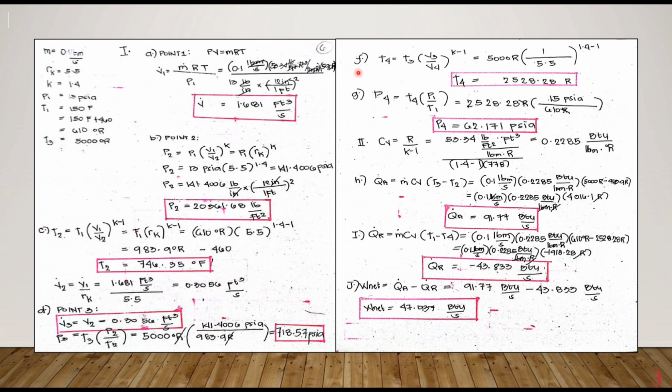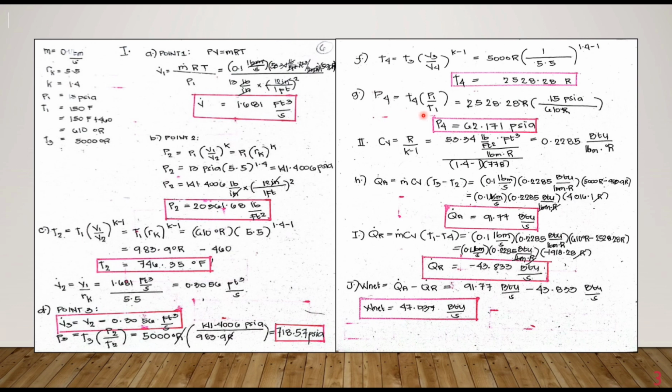And next, we are going to solve for F. So to solve for F, we are going to solve for T4, we are going to use this formula. T4 is equal to T3 times V3 over V4 raised to k minus 1. So we have the given 5,000 degrees Rankine times 1 over 5.5 raised to 1.4 minus 1. So our T4 is equal to 2,528.28 degrees Rankine.